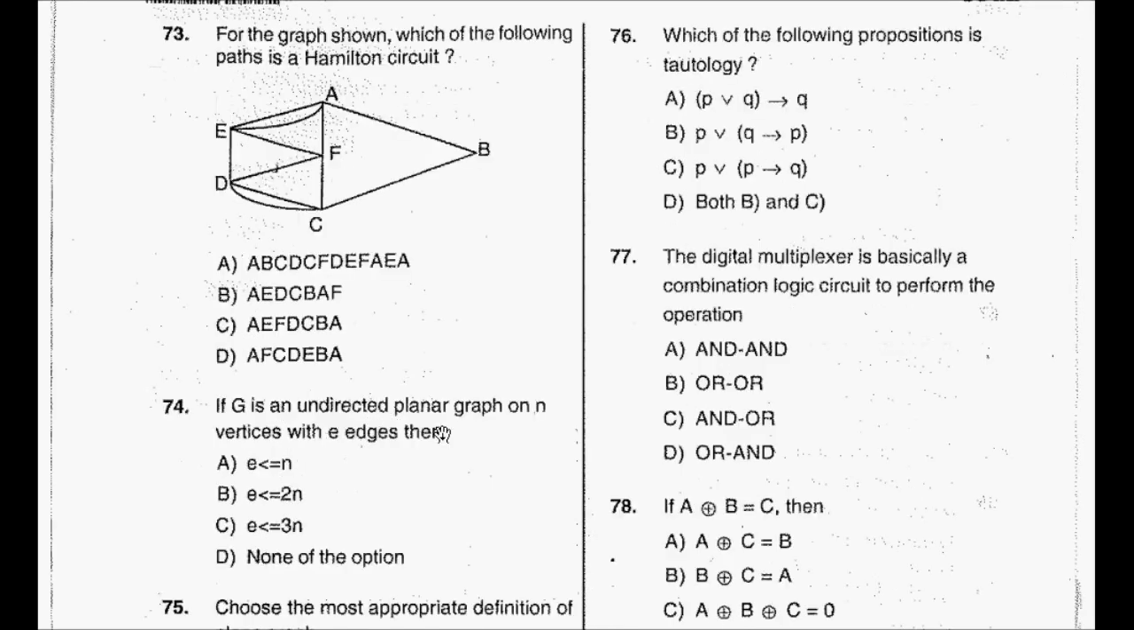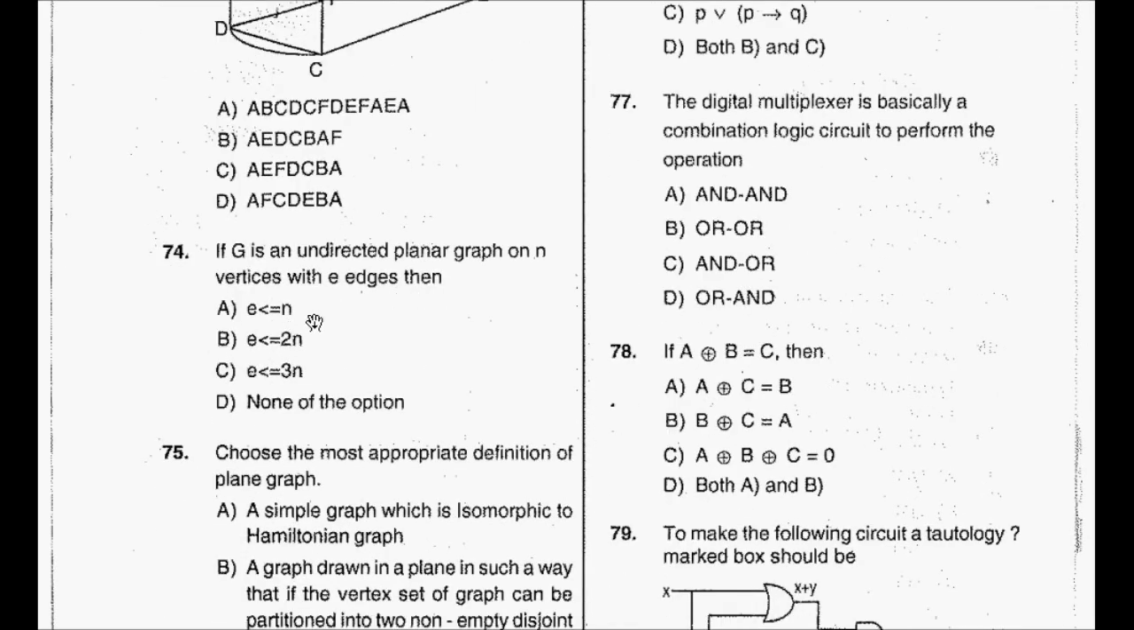Okay, if G is an undirected graph on n vertices with E edges, then obviously we can put 2 points A and B, so we have one edge for two vertices, so E is less than or equal to 2n. If it is not a connected graph, it can be less, so E should be less than or equal to 2n.